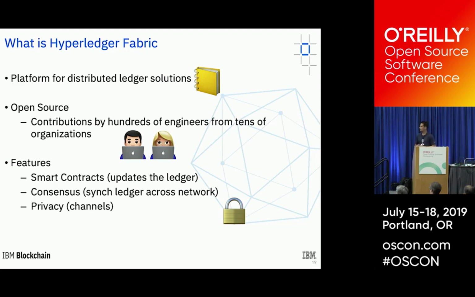Some of the features of Hyperledger Fabric are that it has smart contracts to be able to update the ledger. We have our consensus policies, which are different than a public network, and I'll get a little bit into that as we go on. And then we have a way to add privacy to the network, which is of course different than a public network. So we have different mechanisms, whether that's private data or channels, to actually create privacy in the network.